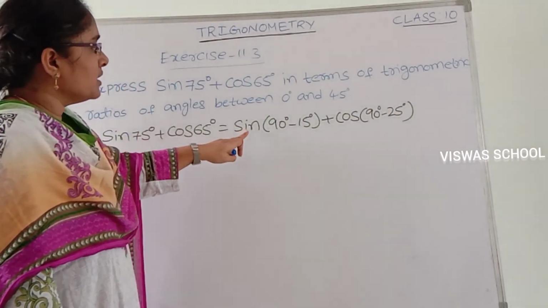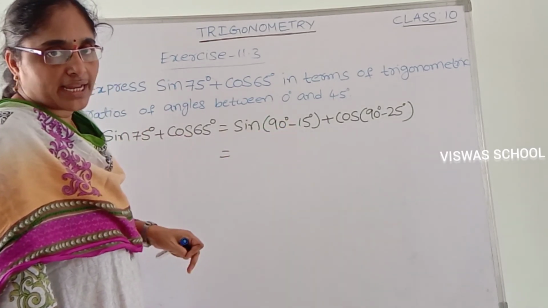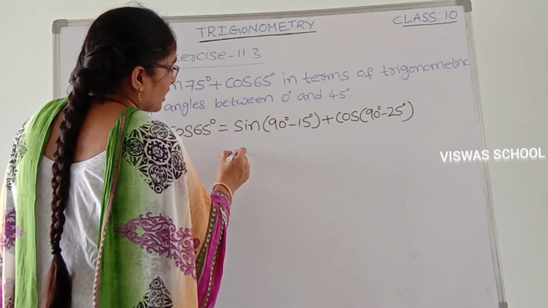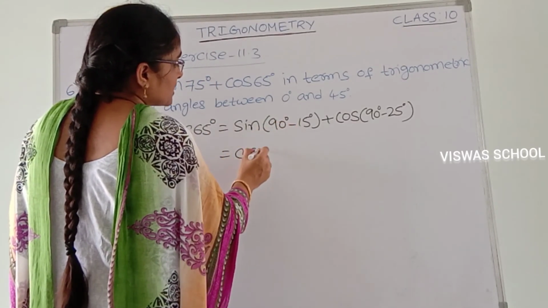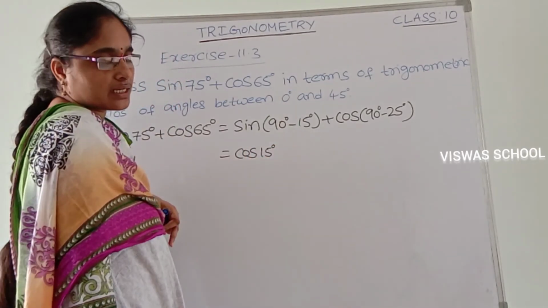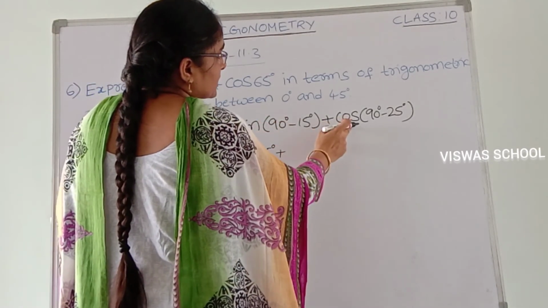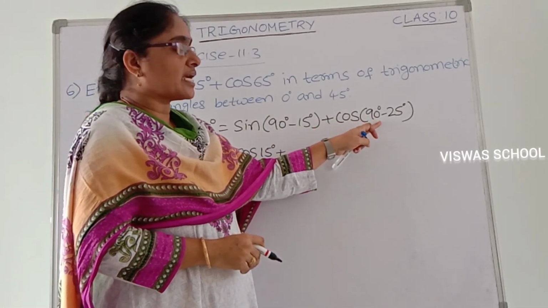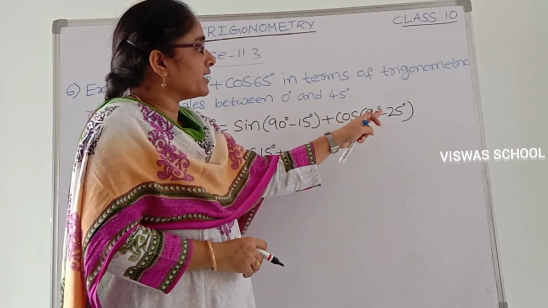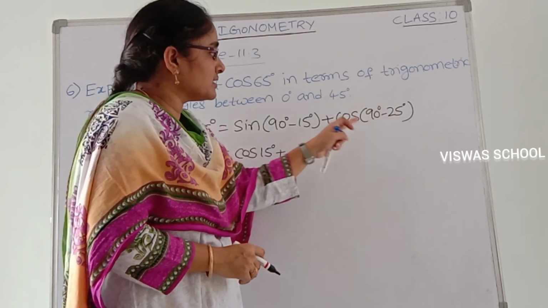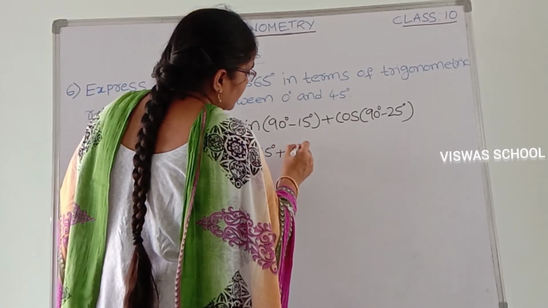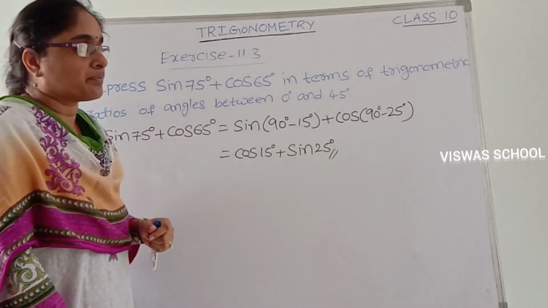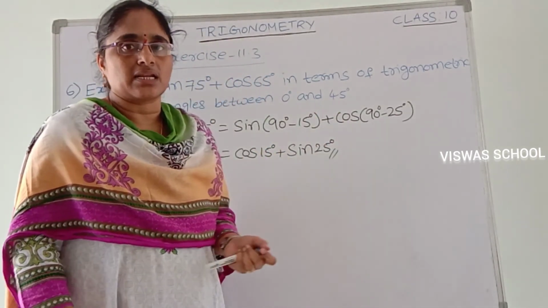Now it is equal to, here it is in the form of what? Sine of 90 minus theta. Sine of 90 minus theta equals cos theta. That is, here in theta place the value is 15 degrees. Cos 15 degrees plus, here it is what? Cos of 90 minus 25 degrees. Cos of 90 minus theta equals sin theta. That is, here in theta place it is 25 degrees. Write it as plus sin 25 degrees. By this we completed exercise 11.3.